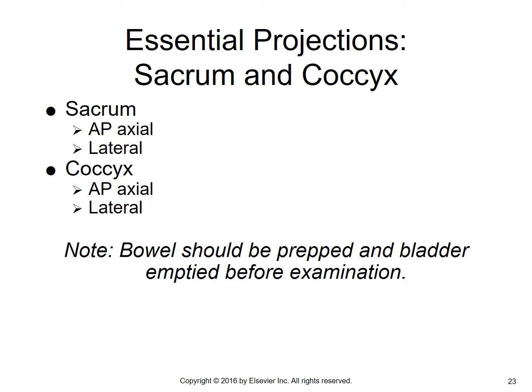For the sacrum and coccyx, sacrum: AP axial and a lateral; coccyx: AP axial and a lateral. For the sacrum and coccyx, most of the time you're going to have the patient at least void before taking these x-rays. However, it is suggested in Merrill's that the bowel should be prepped as well, which means that before taking the images, you should ask the patient if they could evacuate anything from their bowels. The reason for this is that feces in this area is really going to obstruct the presentation of the sacrum and the coccyx.